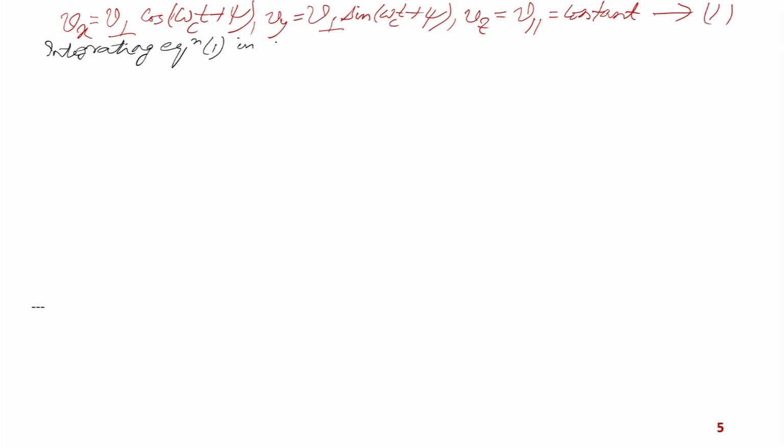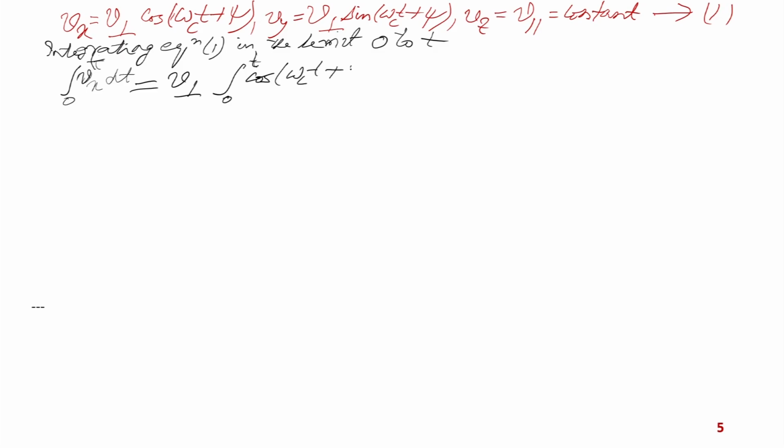In the limit, the integration will be from 0 to t. So, I will write one expression: V x dt from 0 to t. That will be V perpendicular, which is constant, so I will integrate only this one, from 0 to t, cos of omega c t plus psi.